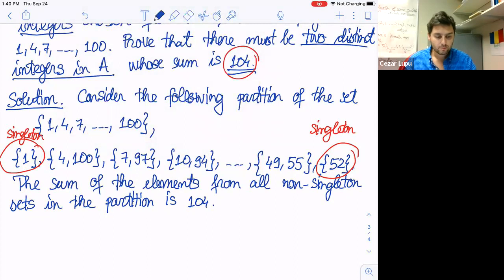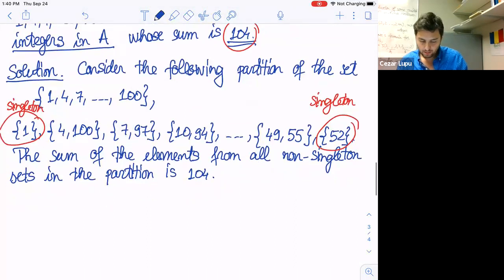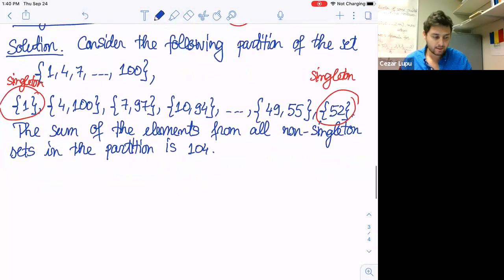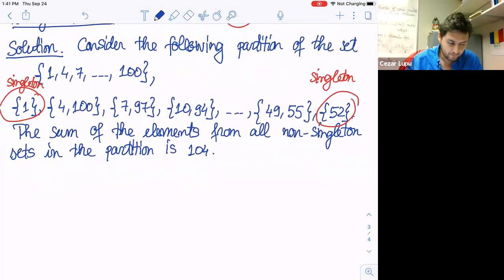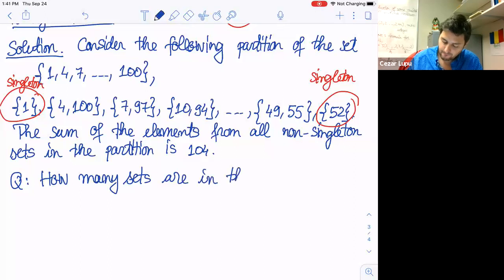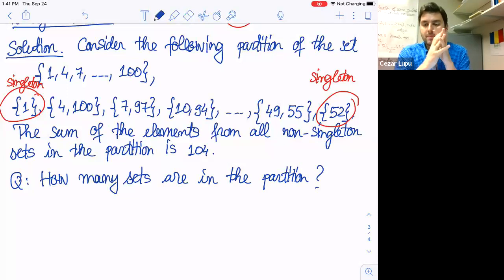All right, and let's see. How many sets are there? That is the first question. How many sets are in the partition? If you look at them, how many of them are there? 15? Not quite. Try more.